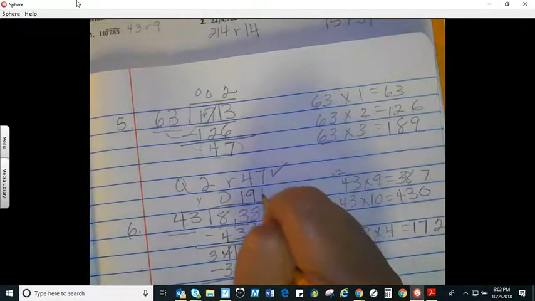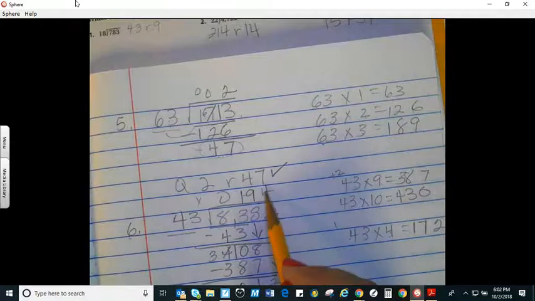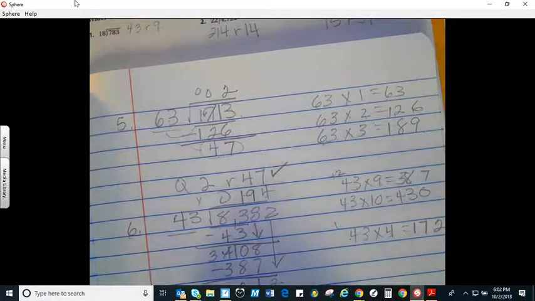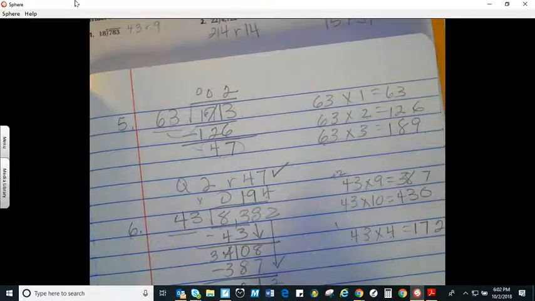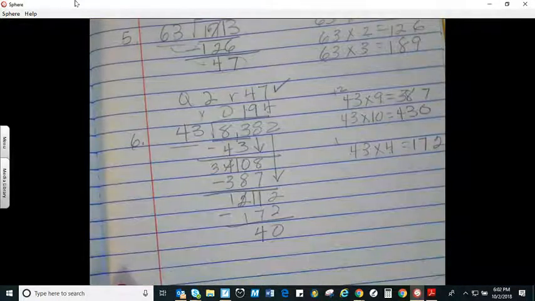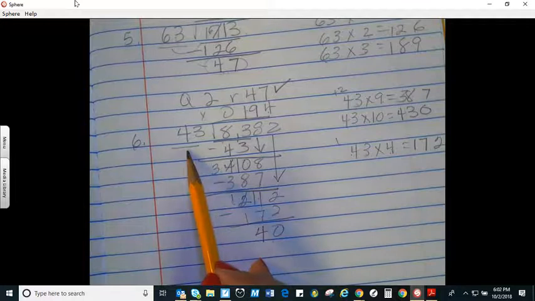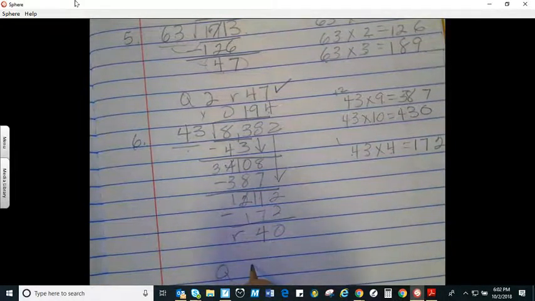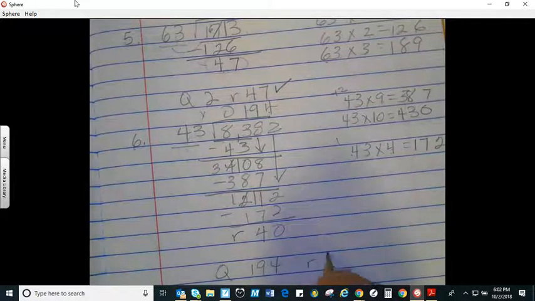So it becomes part of my partial quotient. That's 172. Subtract that out. That's 0. 7. So 11 minus 7. And we said that that would be a 4. And is 40 less than the 43? Sorry about that. Is 40 less than 43? Yes, it is. So this becomes my remainder. So my quotient is correct. 194 with a remainder of 40.